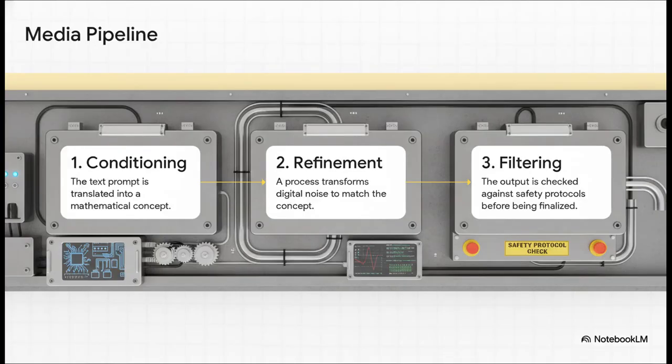And here is that procedure. First up is conditioning. This is where your prompt, your words, gets translated into a purely mathematical concept. Then comes the refinement phase. The system literally starts with a field of digital static, just random noise, and then slowly, step by step, it shapes that noise to match the math from your prompt. And finally, before you ever see it, it goes through a filtering stage for safety. It truly is a factory assembly line, not an artist's studio.